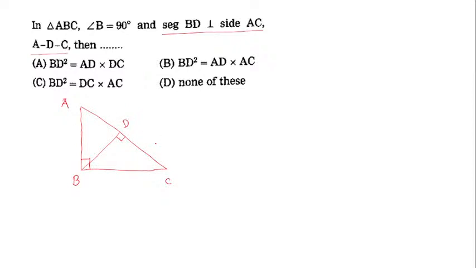And now we are asked whether BD square is equal to AD into DC, or BD square is equal to AD into AC, or BD square is equal to DC into AC. So here we have to use the geometric mean theorem. By that we have proved that if a perpendicular is drawn from a vertex on the hypotenuse in a right angle triangle, it is the geometric mean. That means here the segment BD is the geometric mean of the two smaller segments into which the hypotenuse is divided.